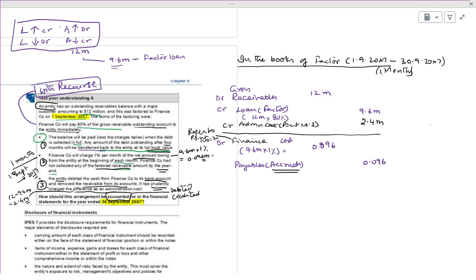A simple concept, a little bit new concept, just hold it for a while. Again, we'll come back to the things, then we'll have more clarity. In simple terms, what is the concept of factoring? You are giving your receivables and you are getting an amount at a lesser value. 12 million by 9.6. Here there is no risk, so they will charge a lesser amount. If there is a risk, they will charge a higher amount, with recourse and without recourse.